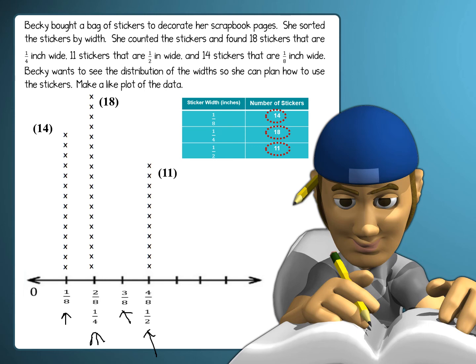If I were to ask you, now that we have this line plot, what is one conclusion that we can make about Becky's stickers? We could say most of Becky's stickers are at least 1/4 inch wide because there are 18 there. We can also say that they are clustered between 1/8 and 1/2 because all of her stickers fall between 1/8 and 1/2.